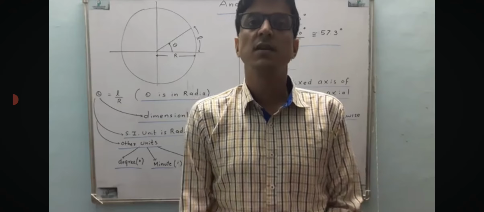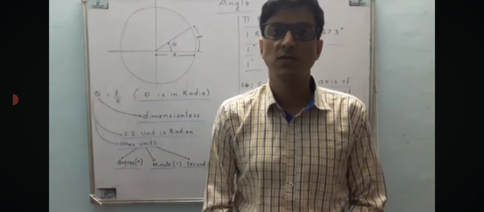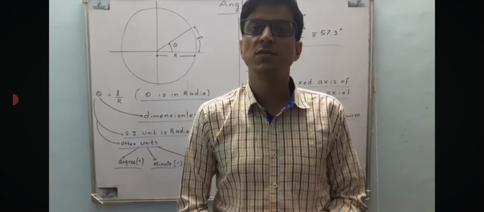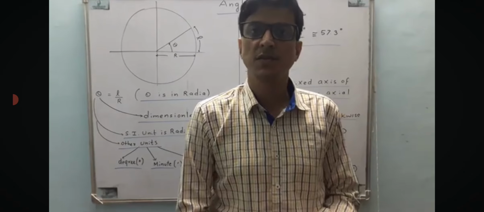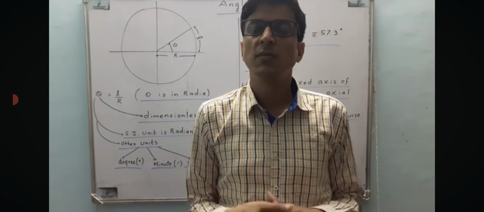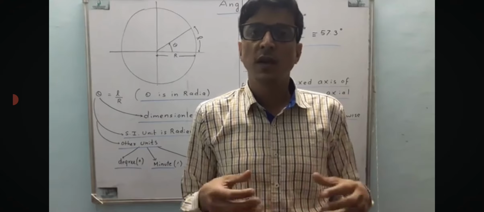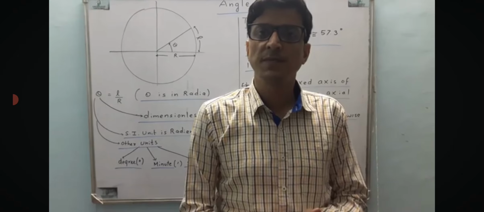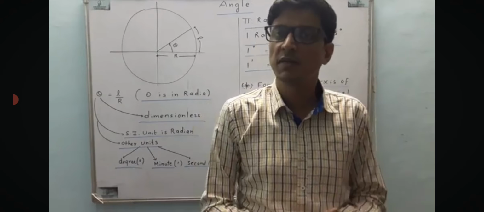Today I shall discuss angle. Angle is basically an axial vector which is along the axis of rotation for a fixed axis of rotation. Talking mathematically about the magnitude of angle, angle is basically the amount of rotation of one line with respect to another line. So let's see the proper definition.